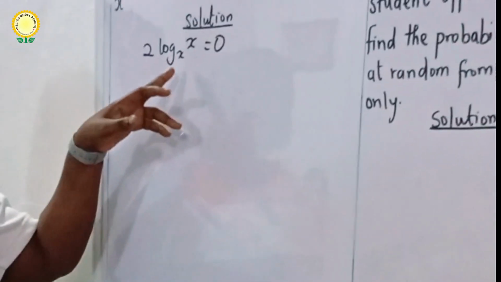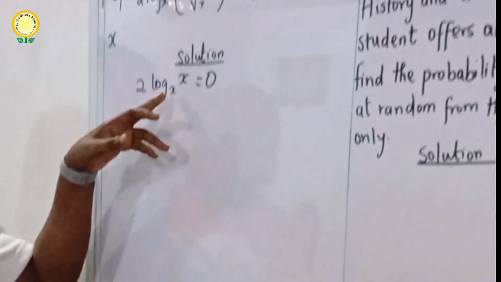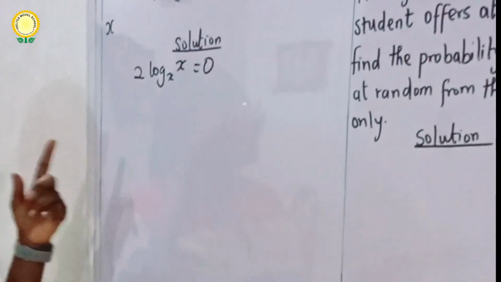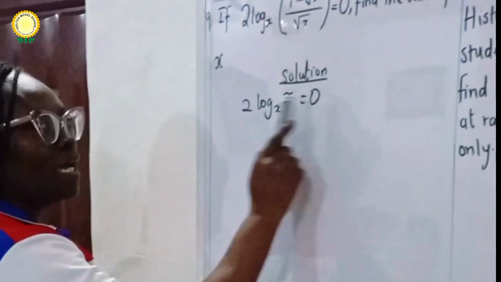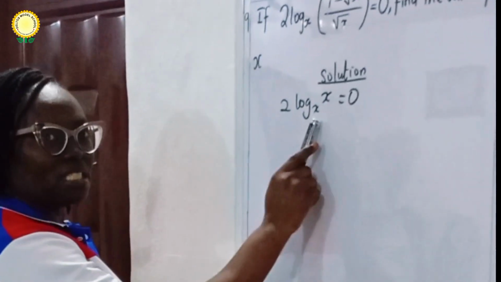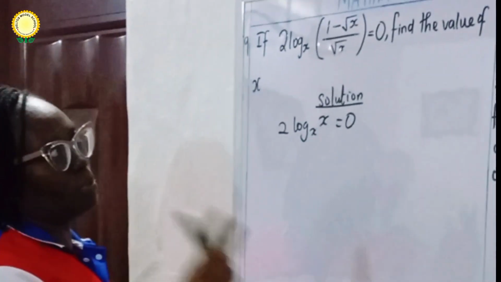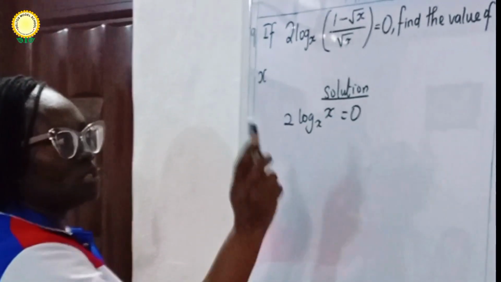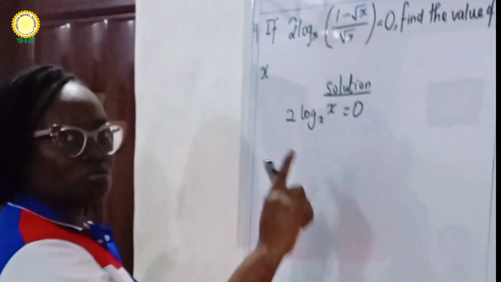Then remember the law also says that when you have log x equals 0, the logarithm of a number is the power to which the base is raised to get the number. So we are going to use 2 laws of indices and logarithm here. We are going to take these 2 up. Then we are going to use the second one that says the logarithm of the number is the power to which the base is raised to get the number.